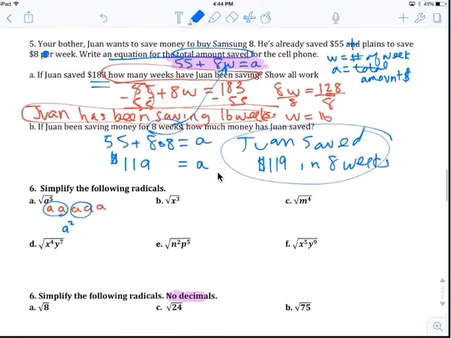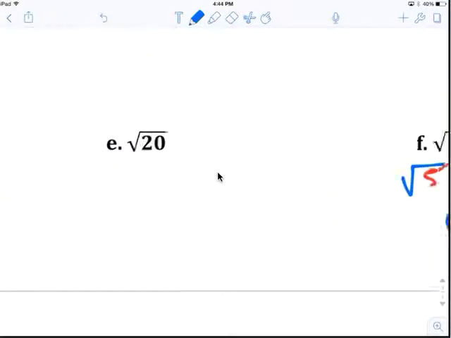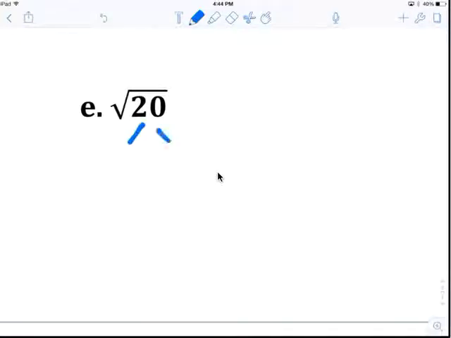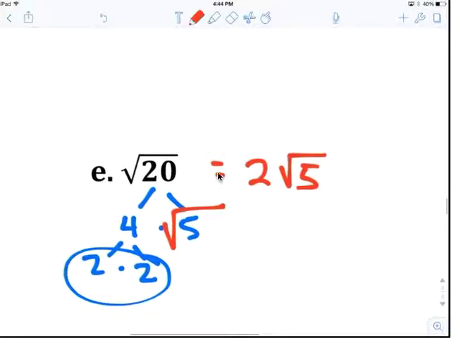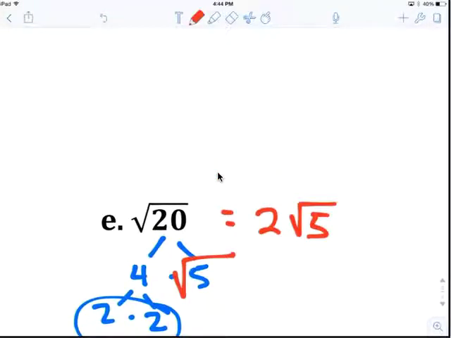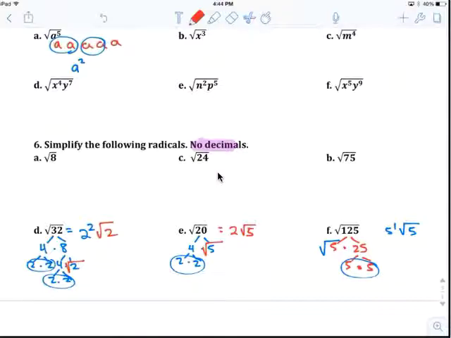Now I want to go over these one right here. I'll go over one of them. Say square root of 20. 4 times 5. 2 times 2. So your answer is 2 to the first power, radical 5. So your answer is 2 radical 5. Okay, that's how you do those.